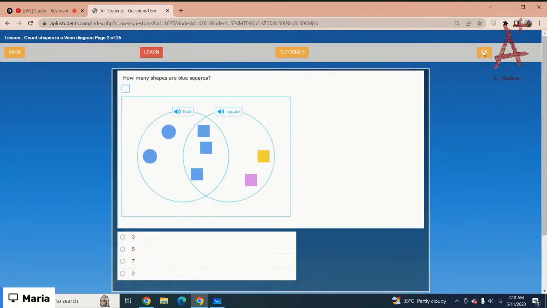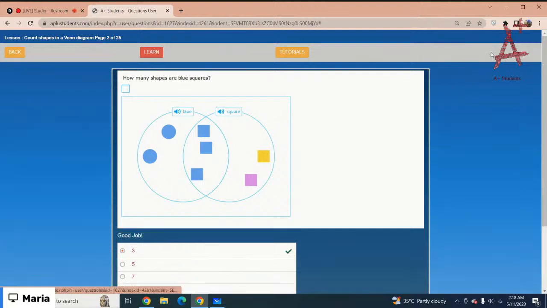Okay, how many shapes are blue squares? So which is the correct option? Blue and square. Which is the correct option? You have just 3 shapes. These 3 shapes are blue and square. You need to count the ones that have both the features. They are blue and square as well. So you have just 3. The correct option is 3.